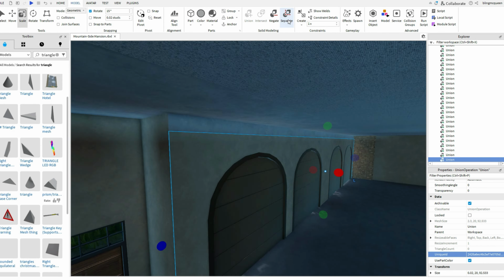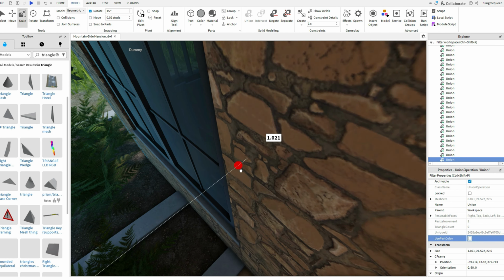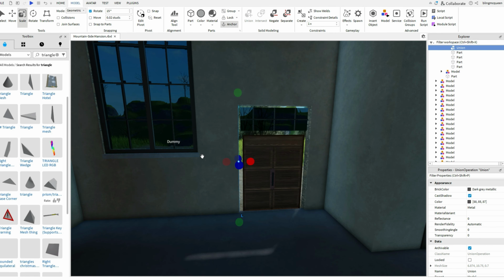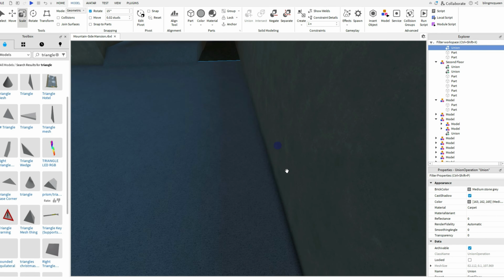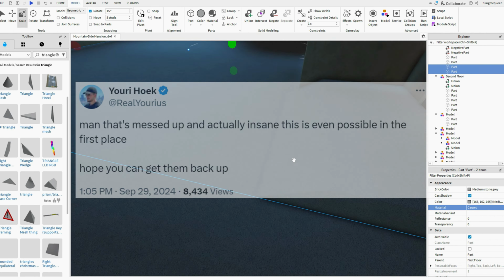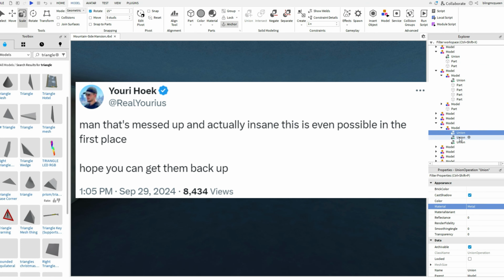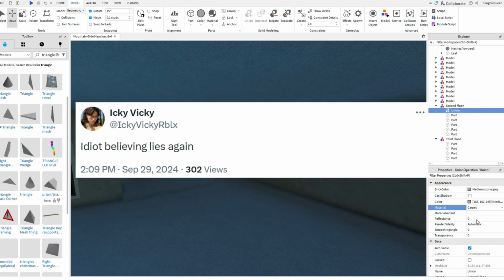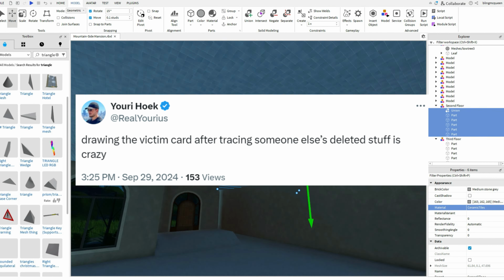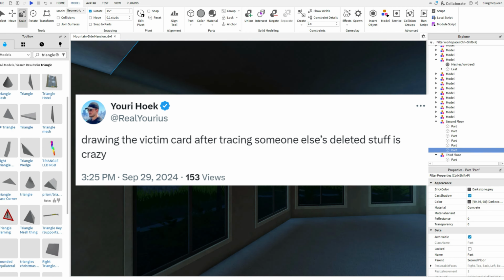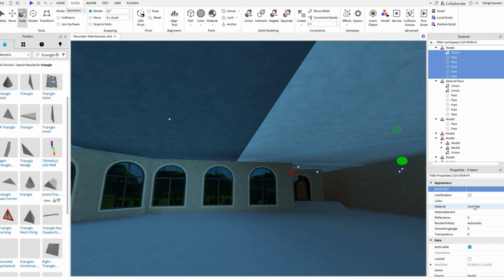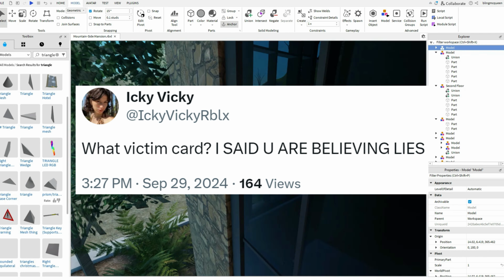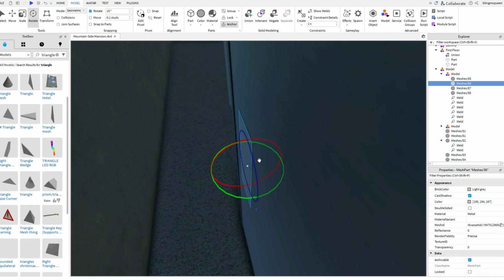Not only this, but Icky Vicky is also replying to practically everyone in an attempt to justify this whole mess. Someone named Yuri Hoek replied to Chris's post stating, "Man, that's messed up, and actually insane this is even possible in the first place. Hope you can get them back up." Icky Vicky states, "Idiot believing lies again." Yuri states, "Drawing the victim card after tracing someone else's deleted stuff is crazy." Icky Vicky states, "It's not even traced, weirdo. What victim card? I said you were believing lies." Someone named Epix then enters the arena.